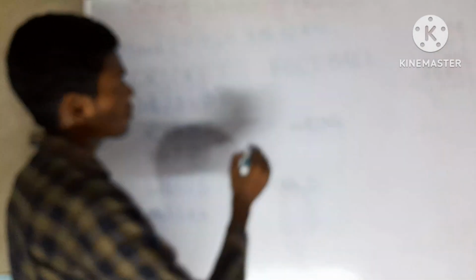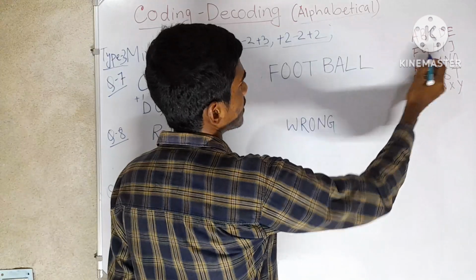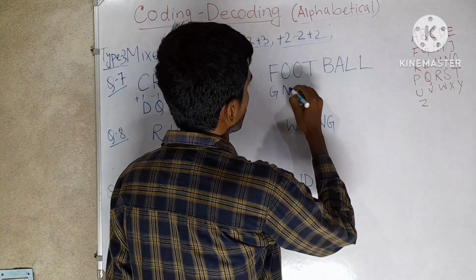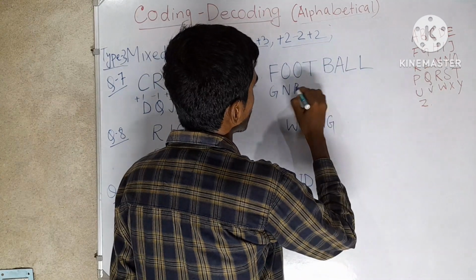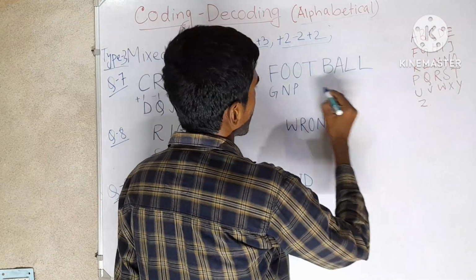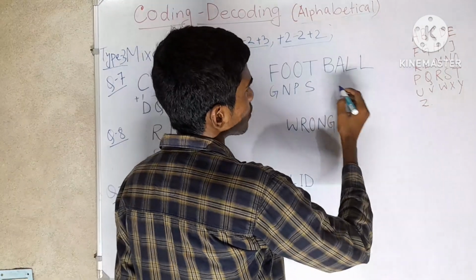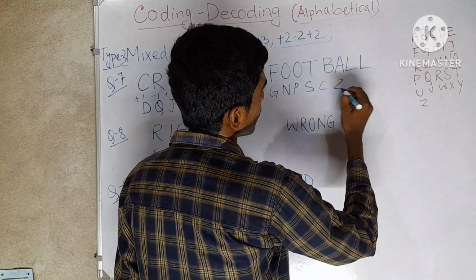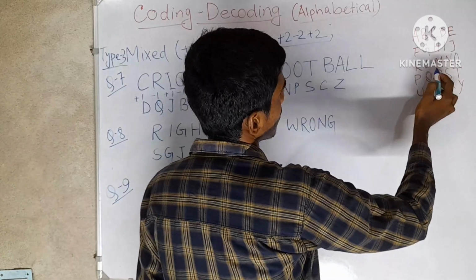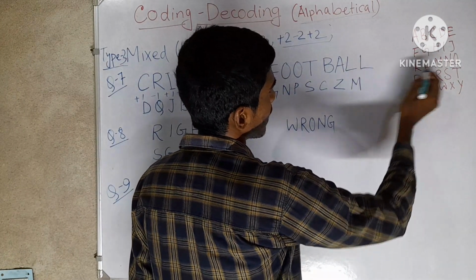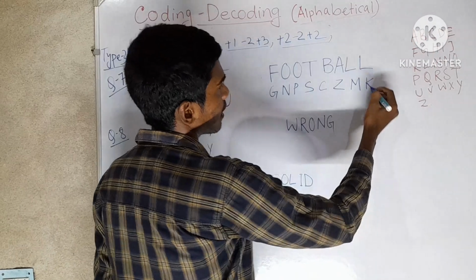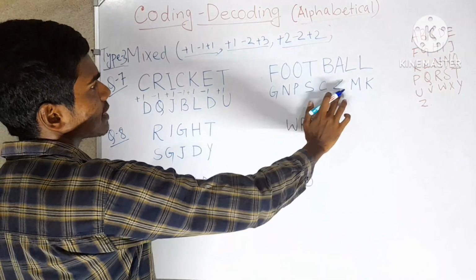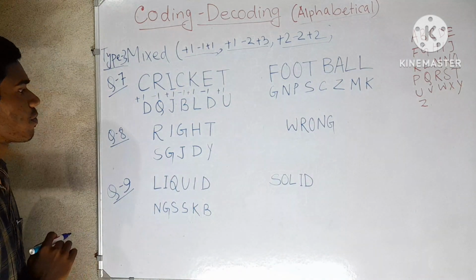Similarly, F plus 1 is G, O minus 1 is N, O plus 1 is P, T minus 1 is S, B plus 1 is C, A minus 1 is Z, L plus 1 is M, and L minus 1 is K. So the code for football will be GNPSCZMK.